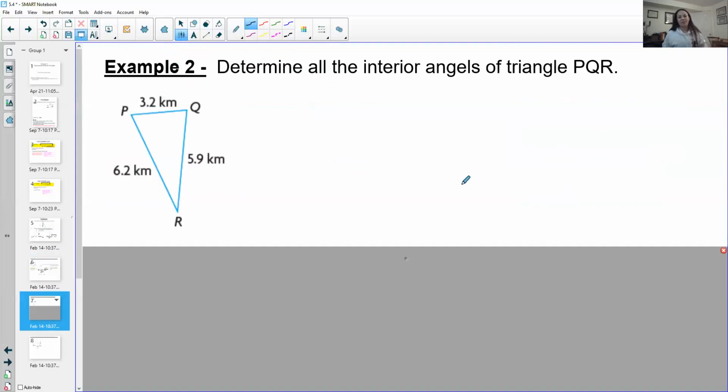The other scenario that you can use the cosine law for is when you're finding angles, and I like this one because it's easy to identify. And then once you have the formula, it's actually not too bad. But I like identifying it because it's the only time you're going to have all 3 sides. If you have all 3 sides, use the cosine law. Now, I'm not going to find all the interior angles. We are just going to solve for angle R.